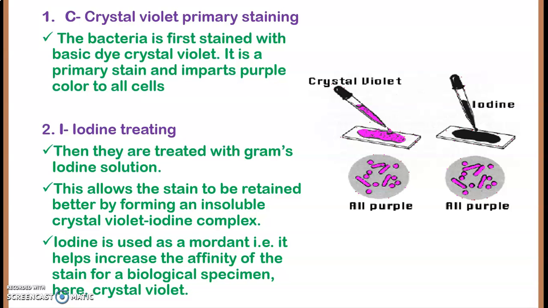Iodine is used as a mordant. What is a mordant? It actually helps in increasing the affinity of a particular stain to a biological specimen, here in this case, the crystal violet. So iodine is a mordant in this case. You can see that when you apply the crystal violet, all the cells in the culture or the specimen get their purple color. And to increase the strength of this purple color, we again add the iodine so that this binding is much stronger. So iodine is a mordant here.